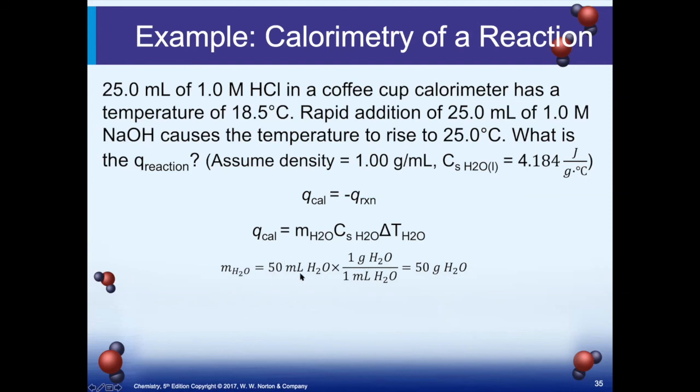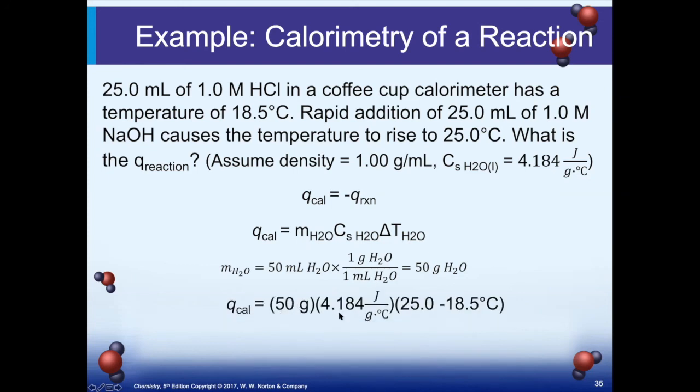And so that temperature change occurred in 50 mL. Since these are dilute solutions, we can assume the density is still 1 gram per mL. The problem actually tells us to assume that. So it's 50 grams of water. This is the mass that I'm going to use for the mass of the water.